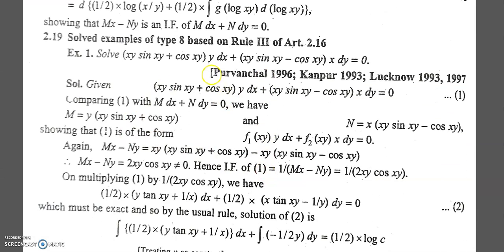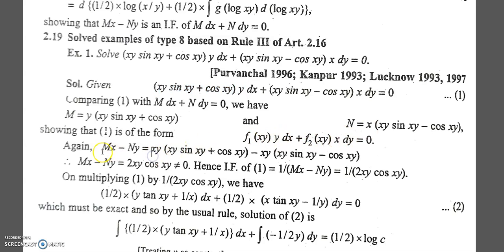Here the problem is itself given: cos xy, some function of xy, y dx and x dy. Then M will be what? M will be including y also. Do not think that M will be only after the bracket. No, M will be with y, and N will be with x. Then the form is this.